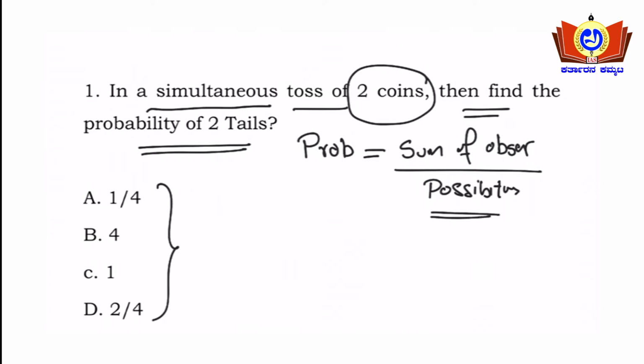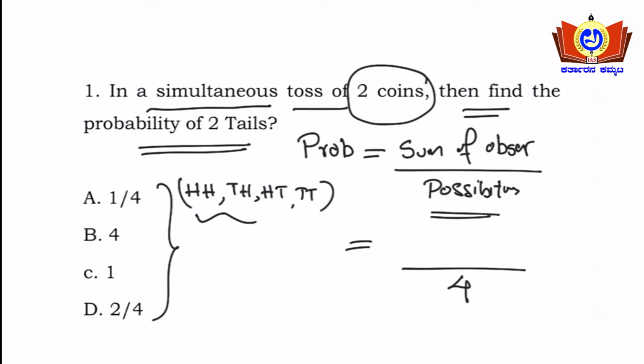Here there are two coins. I have told you how to write the formula, and what the total possibilities are if two coins are being tossed. When two coins are tossed, there are totally four different possibilities: head and head, tail and head, head and tail, and tail and tail. These are the four possibilities when you flip two coins.